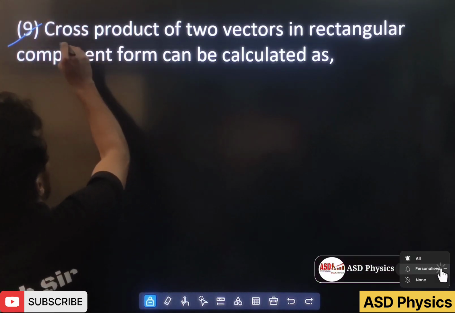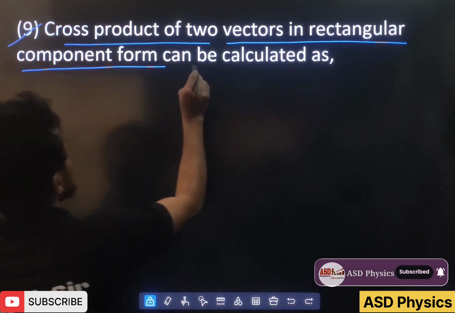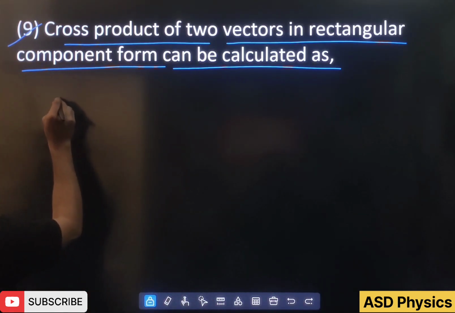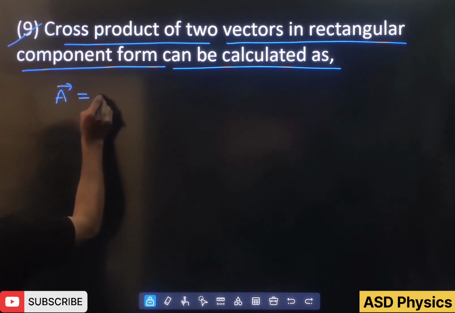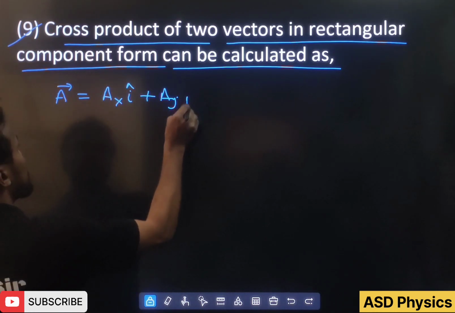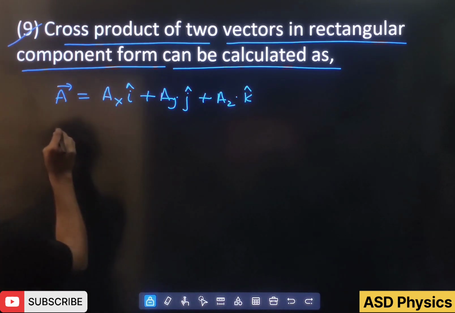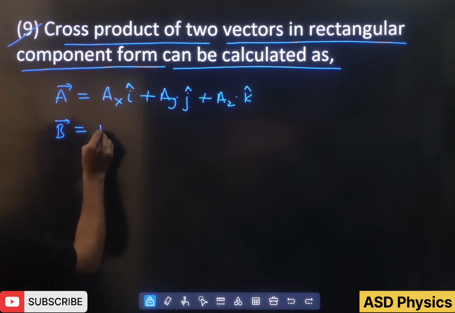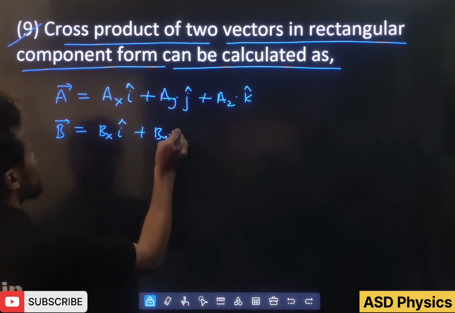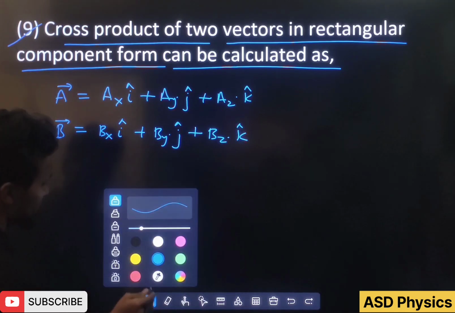Ninth one: cross product of two vectors in rectangular component form can be calculated as follows. Rectangular component form means, if I write vector A, we can write it as Ax i cap plus Ay j cap plus Az k cap. Similarly, vector B is Bx i cap plus By j cap plus Bz k cap. This one we have done.